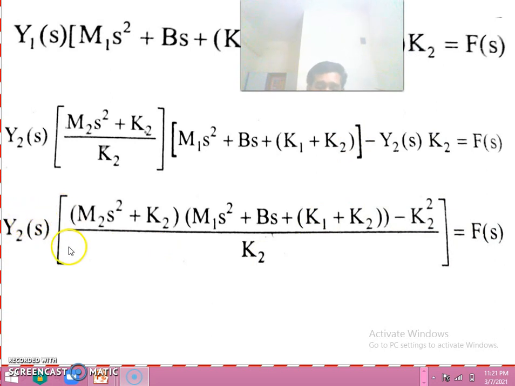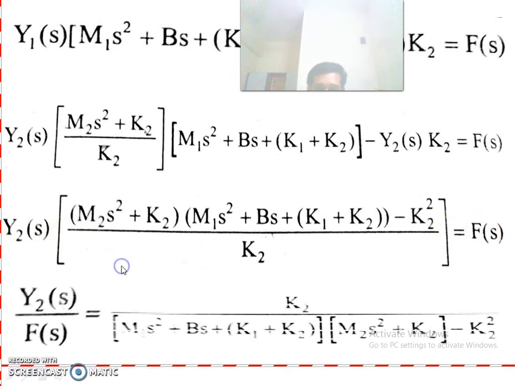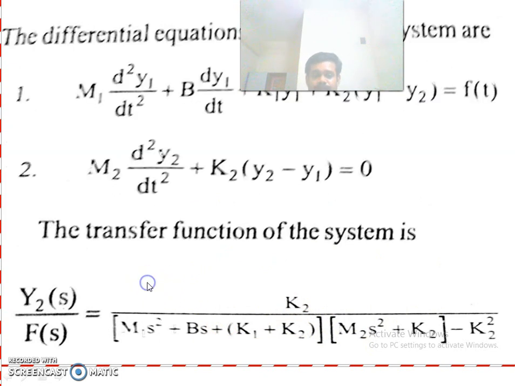So our aim is to find the transfer function. Here the output is nothing but Y2 of s and the input is F of s. So after simplification you will be getting the transfer function as Y2 of s divided by F of s is equal to k2 divided by (M2 s square plus M1 s square plus Bs plus k1 plus k2) into (M2 s square plus k2) minus k2 square. Okay. This is nothing but the transfer function of the given problem.